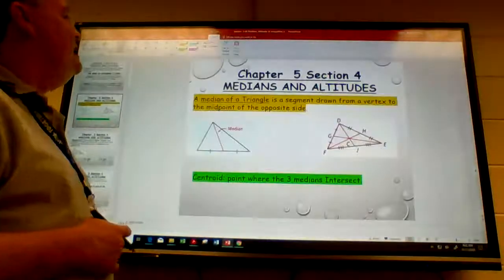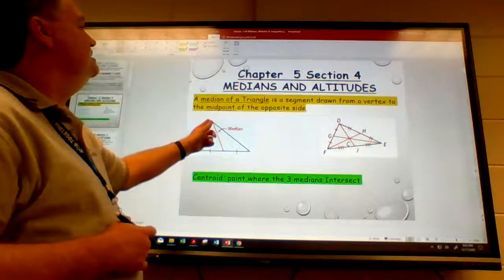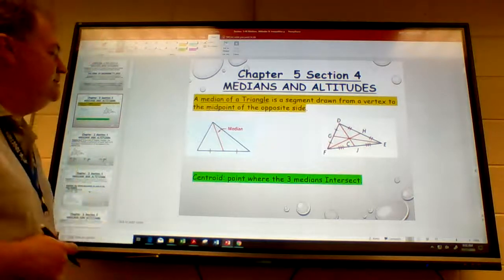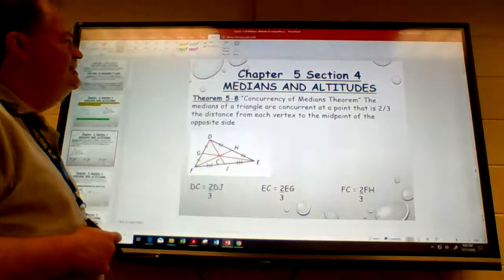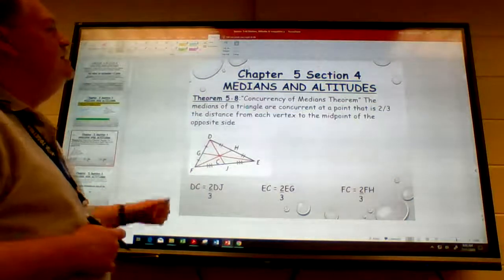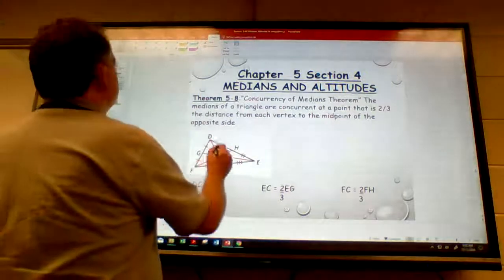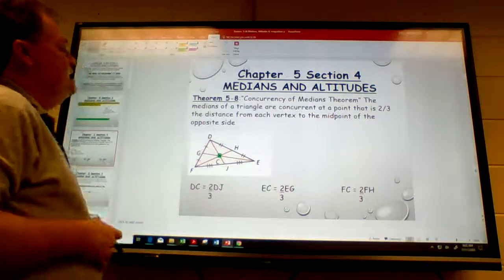Here's what you need to know. A median of a triangle is a segment that is drawn from the vertex to the midpoint of the opposite side. That's what a median is. And then the centroid is where the three medians intersect, come together. A little tidbit of information: where the centroid is, remember this is a centroid right here. I'm going to highlight it right there in a green dot.